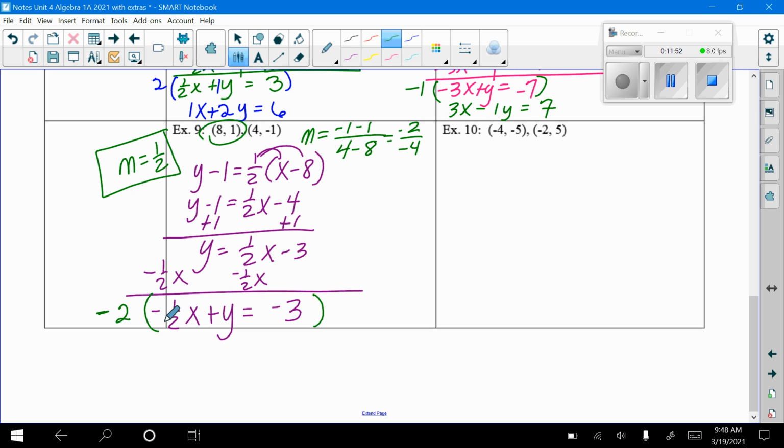So -2 times half of -2 is 1. So 1x. -2y equals negative and negative is a positive, and I get 6.